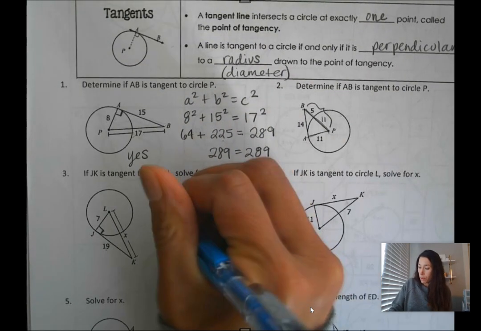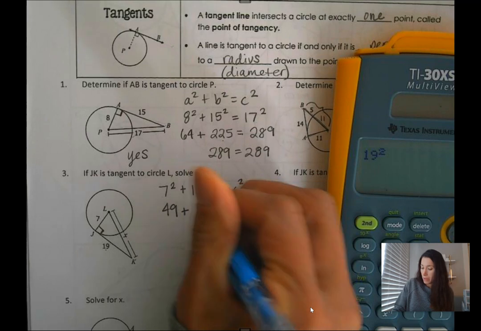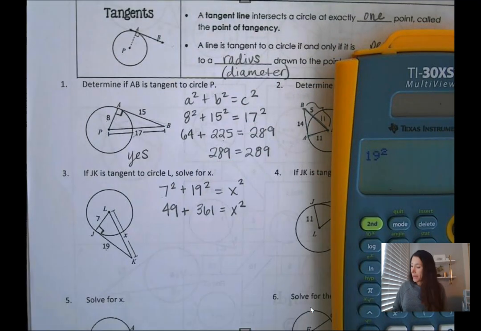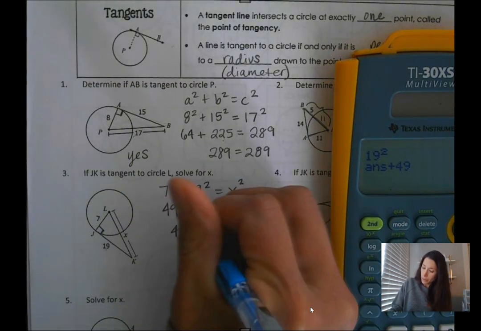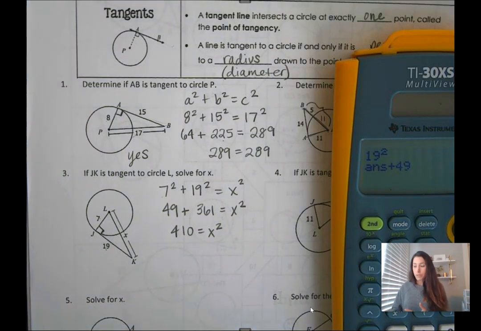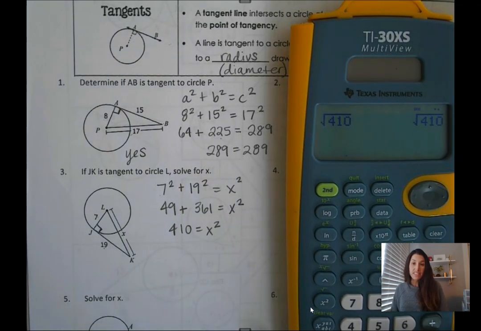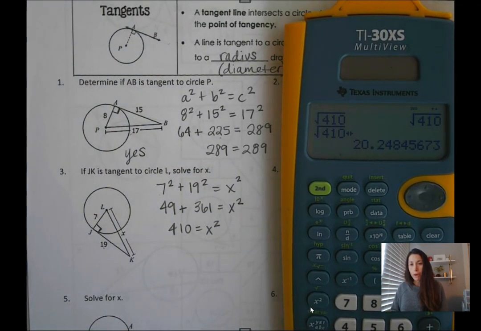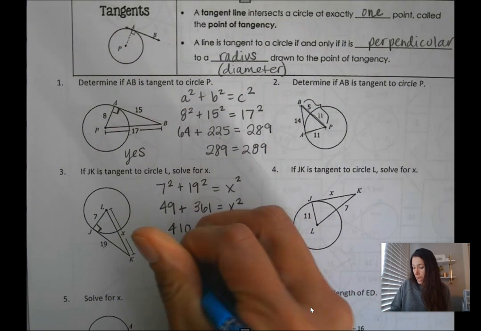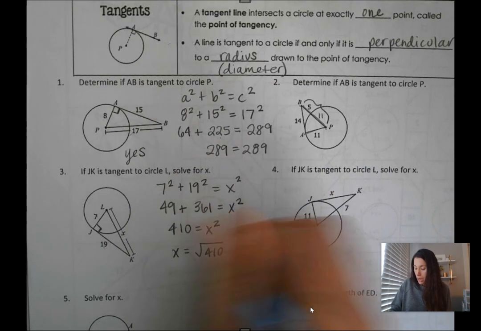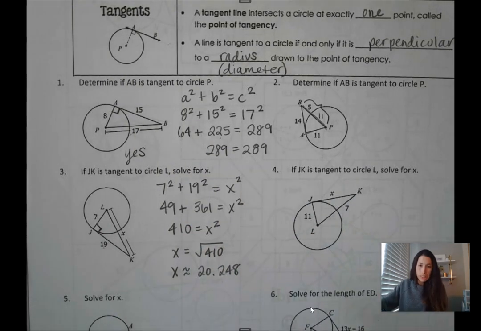So 7 squared, that's 49. I don't have 19 squared memorized. That's 361 is equal to x squared. Let's add those two together. That's 410 is equal to x squared. And the only way to undo something that is squared is with a square root. So I'm just going to take the square root of 410. That's in simplest radical form, but our approximation for that will be about 20.248. So we'll say x equals square root 410, which is approximately 20.248. I usually round to 3 decimal places.